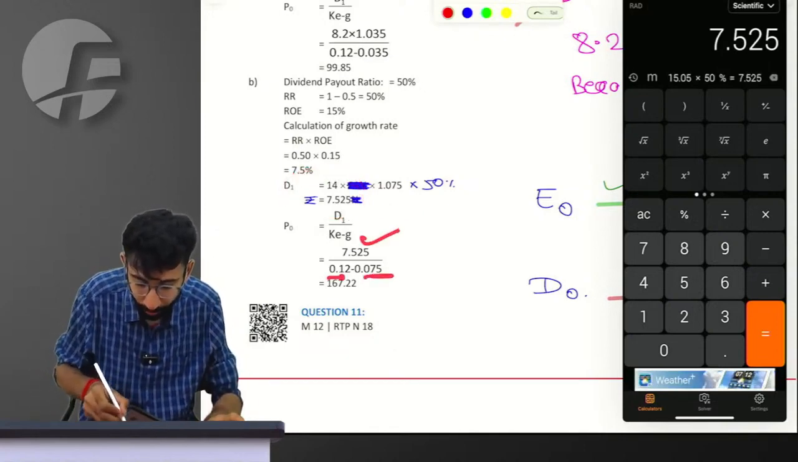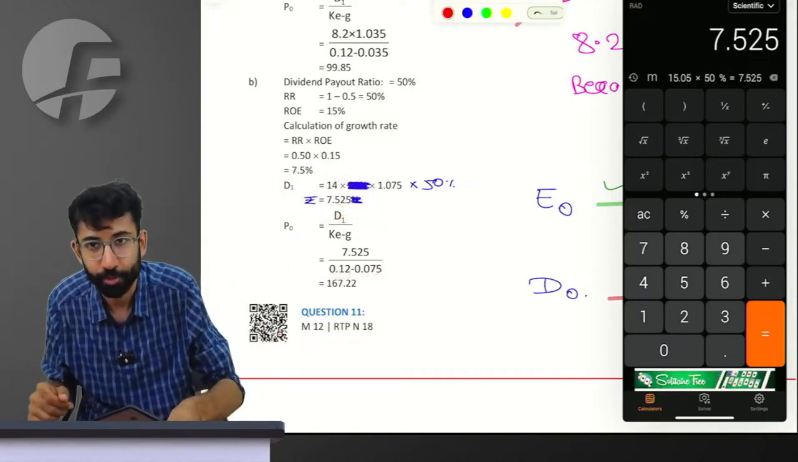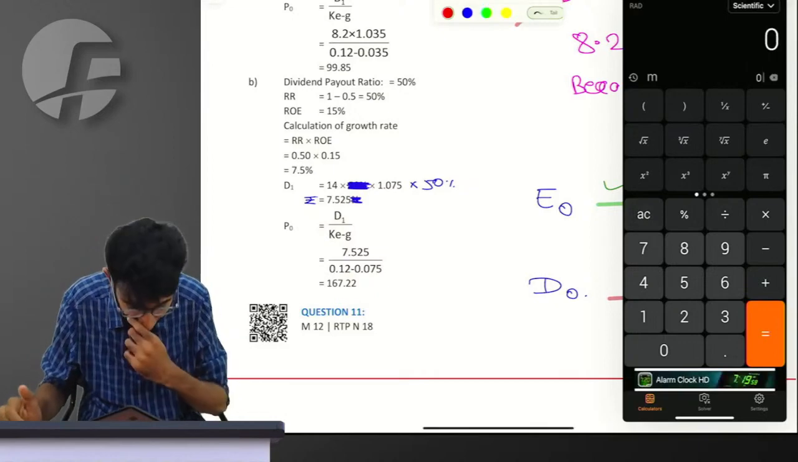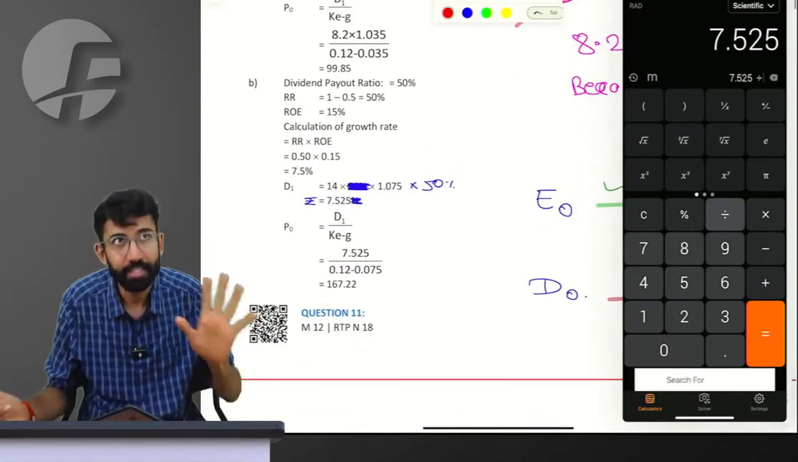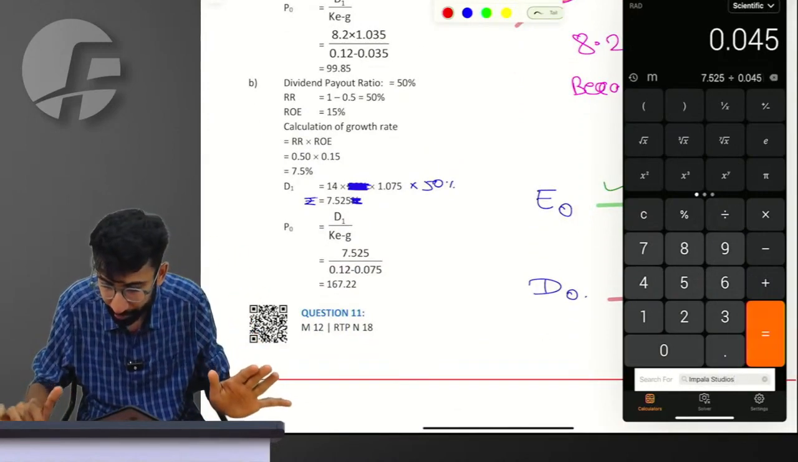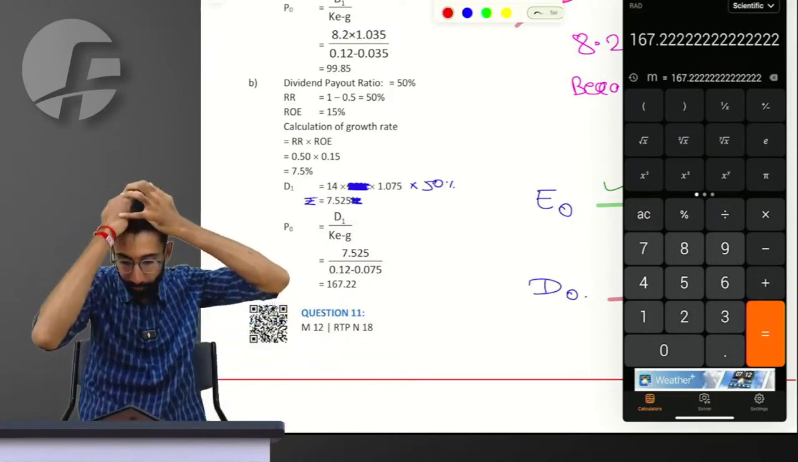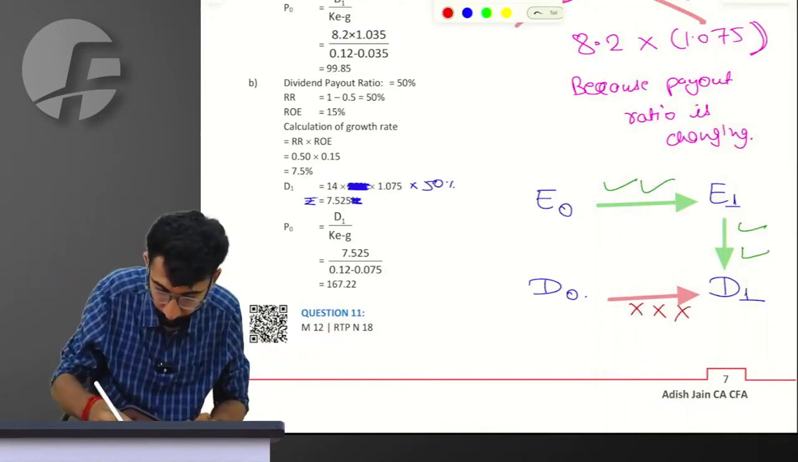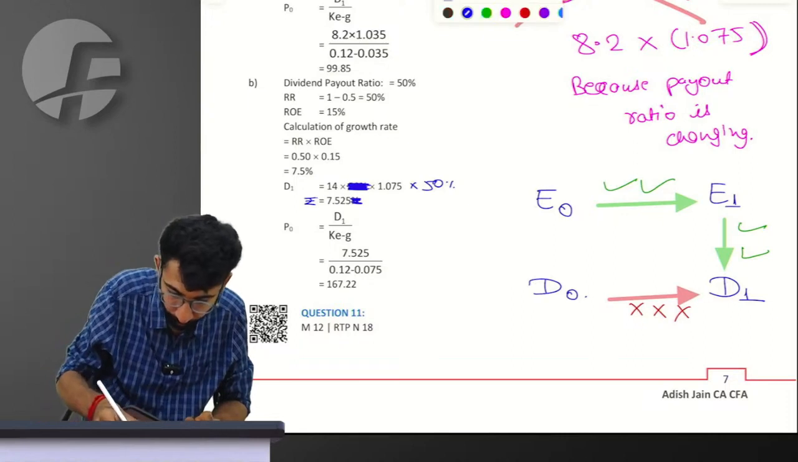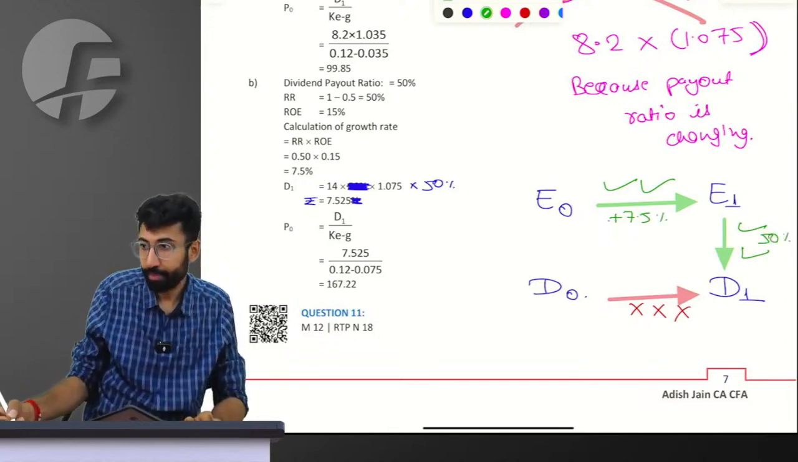What is the revised growth? The revised K is the same as the older one. Find out the revised P0, and we are done with this question. Everyone in the class, please operate your calculators. 7.525 divided by K, which was 12%, minus revised g of 7.5%, which means 0.045, gives 167.22 rupees as the revised value. Done?